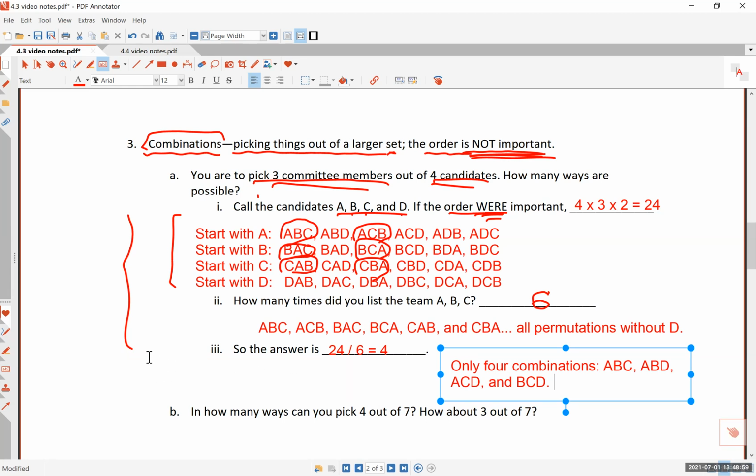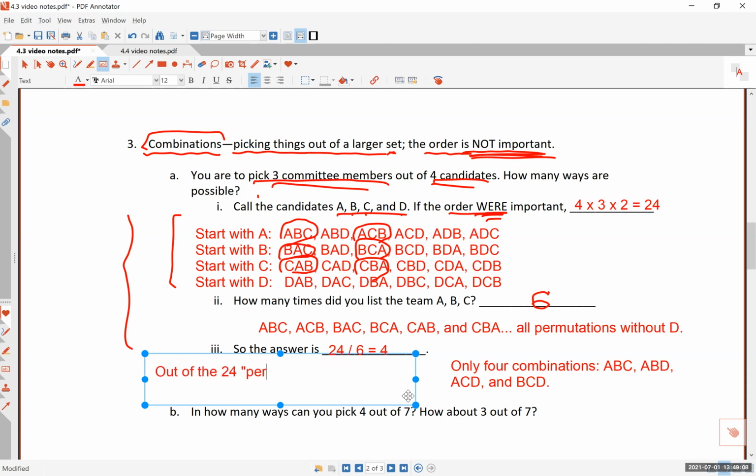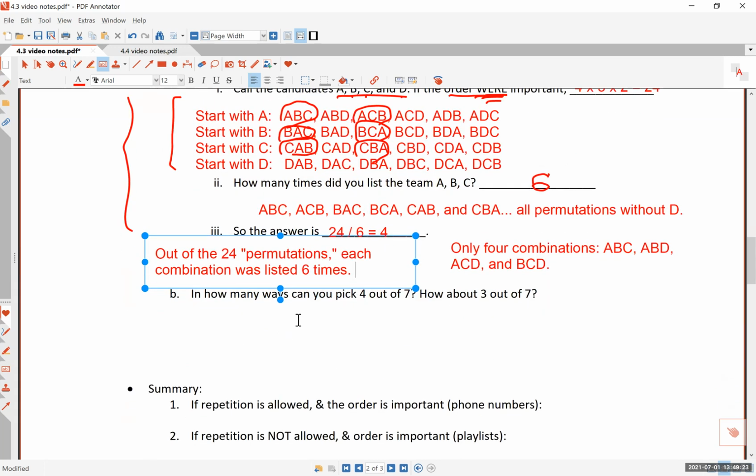So out of the 4, let me go ahead and write another explanation down here. Hopefully this will make sense. Out of the 24 permutations, each combination was listed 6 times, and that's why you had to divide 24 by 6 to get your answer. And that 6 is 3 factorial. It's the number of ways to arrange those 3 letters. And that's 3 factorial.